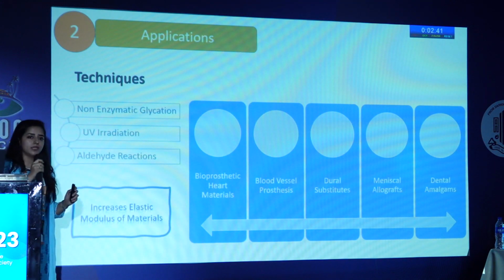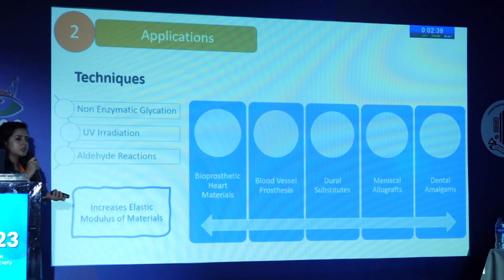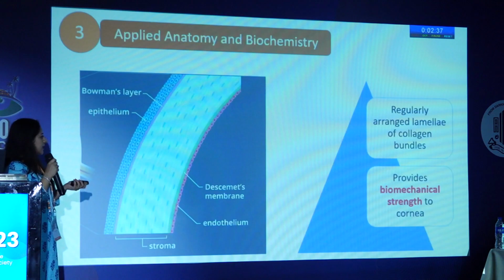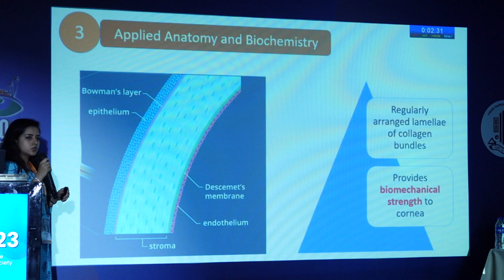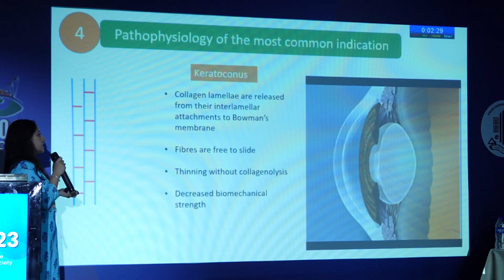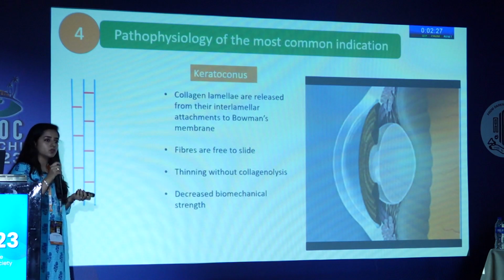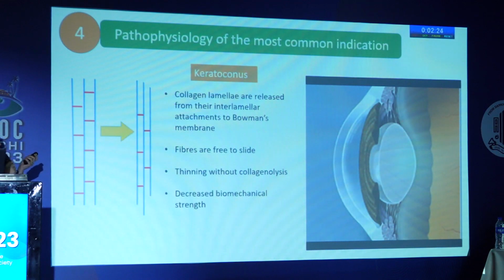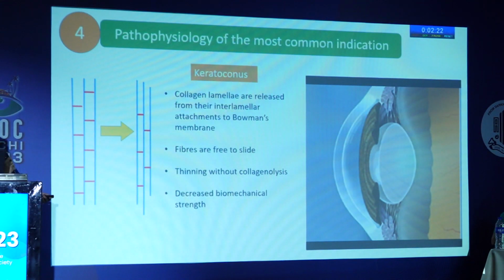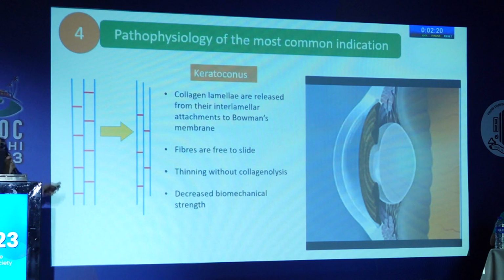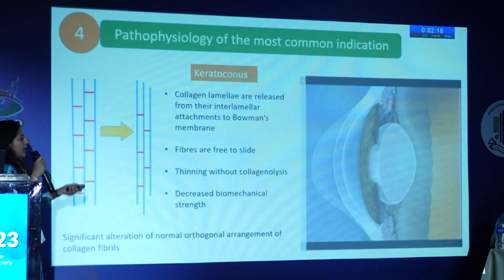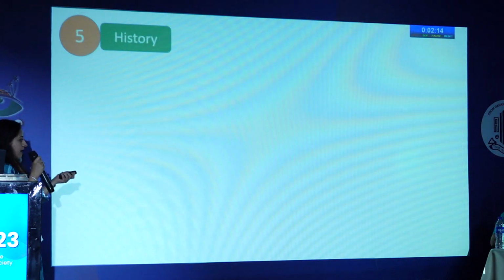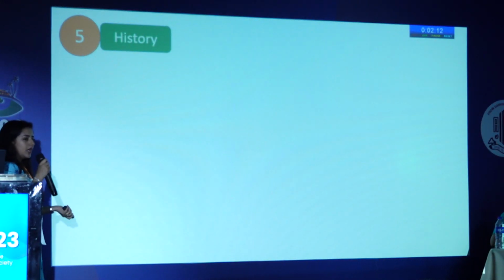So that is okay, it makes sense, but why would someone think of cross-linking cornea? So let's see the anatomy of cornea. A cornea consists of regularly arranged lamellae of collagen, which provide biomechanical strength to a cornea. And there is a disease where this regular arrangement is altered. The disease is called keratoconus, in which there is thinning without collagenolysis. So these bonds are broken and the cornea loses its biomechanical strength, and there is progression of keratoconus. And hence, obviously, cross-linking will help.